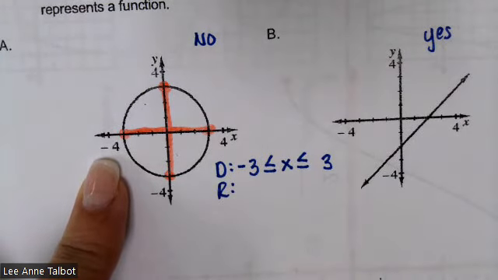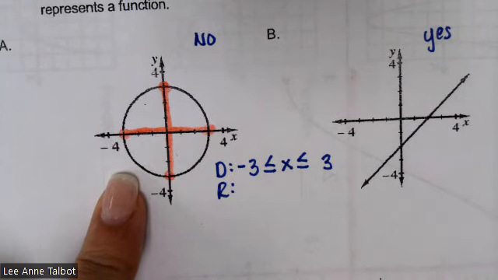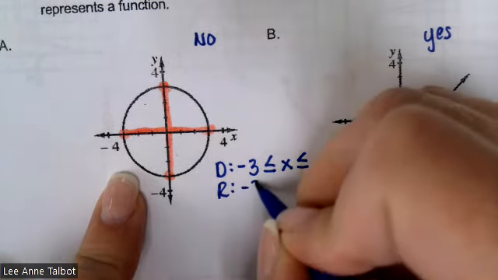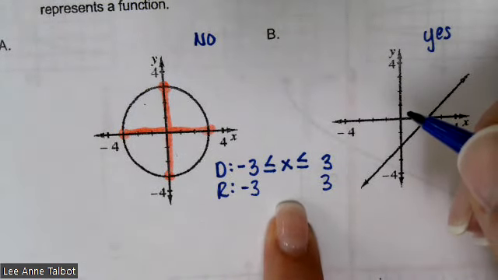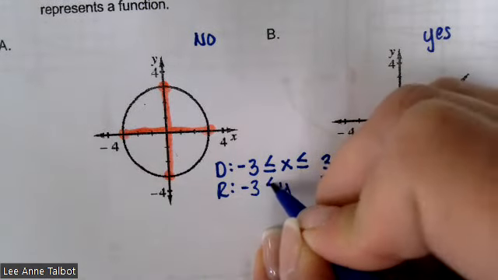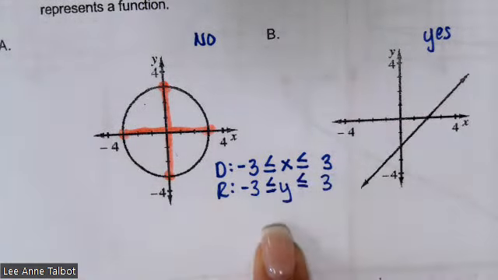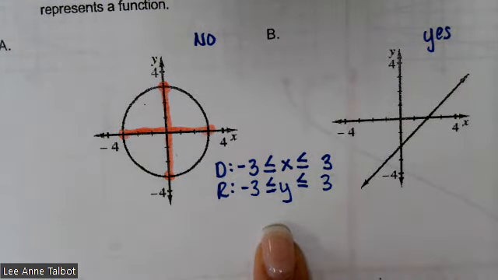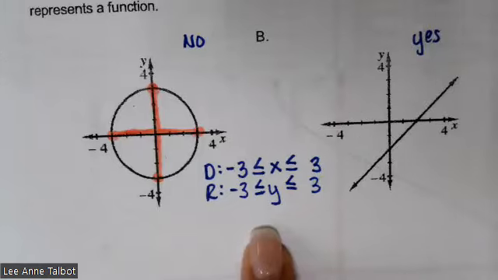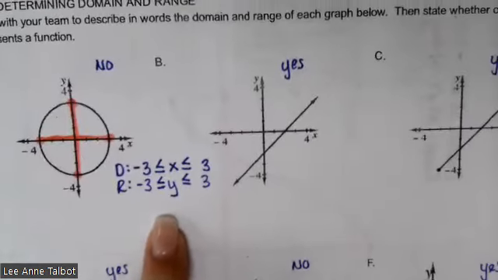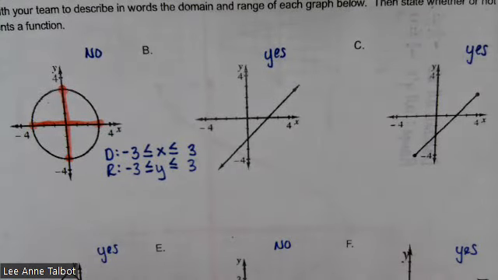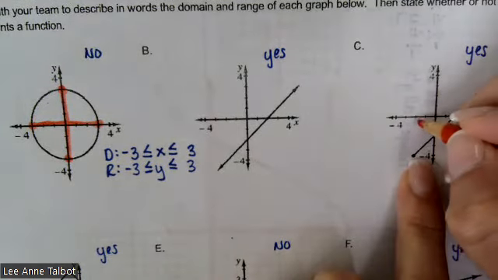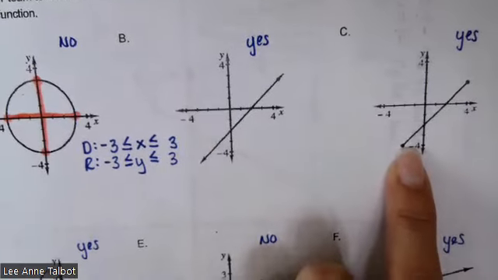Does anyone feel confident to tell me what two numbers the range is between? -3 and 3. Beautiful. -3 and 3. The only thing that changes on the range is what? Y. Okay, we're going to skip B for a moment, and we're going to go to C when you're ready. Skipping B for a moment.